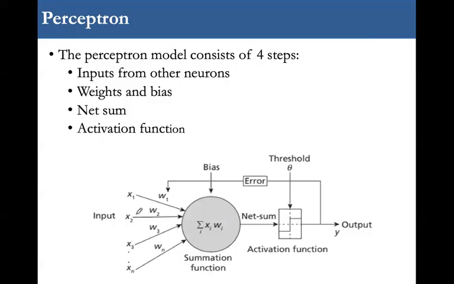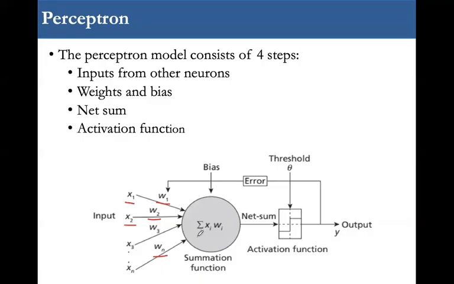It represents the inputs. The next one is it represents the weights and bias. The third one is the net sum. The fourth step is the activation function. Here the inputs are represented as x1, x2, etc. to xn. The weights are represented as w1, w2, etc. to wn. The bias is represented as b.